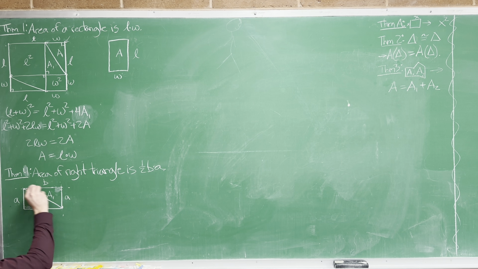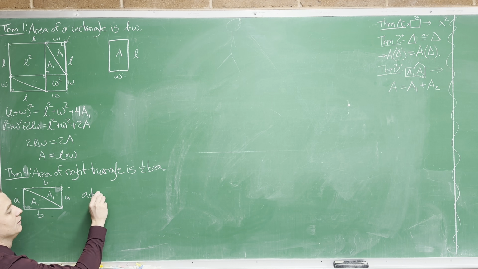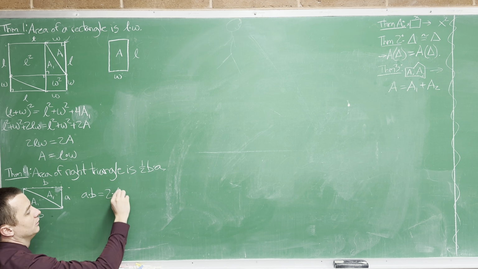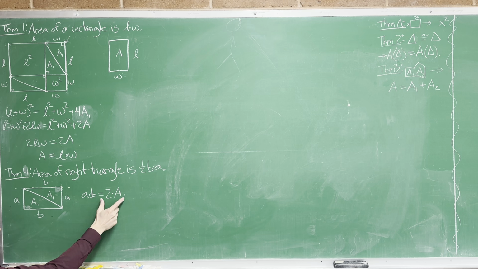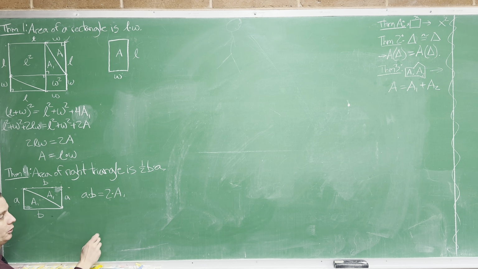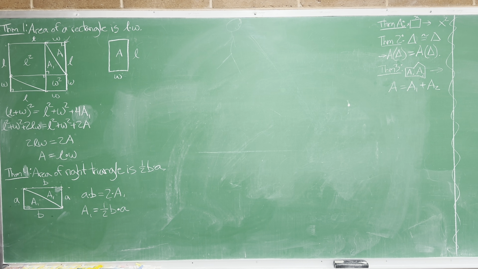Now what's the total area of the rectangle? It's A times B. How do I know that? It's AB because of Theorem 1. That's the area of a rectangle. But this is also equal to 2 times A1. How do I know that? Because of Theorem 3. Okay. So now divide both sides by 2, and I get that the area is equal to 1/2. Doesn't matter if we write the B or the A first, because multiplication is commutative. And so our area is equal to 1/2 the base times the height.